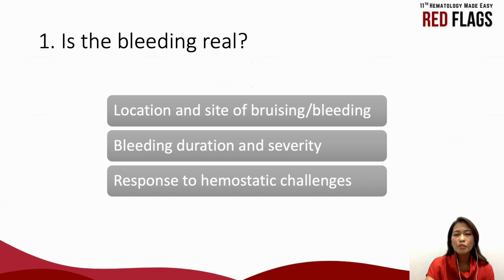If a patient complains of easy bruising, determine the location and site of bruising or bleeding. Bruises in an unusual location or patterns may suggest trauma or physical abuse. If easy bruising is associated with other bleeding episodes, we may be dealing with a systemic disorder. So if there are other bleeding episodes, the duration and severity of the bleeding should be elicited. For female patients, always remember to take a detailed menstrual and obstetric history.